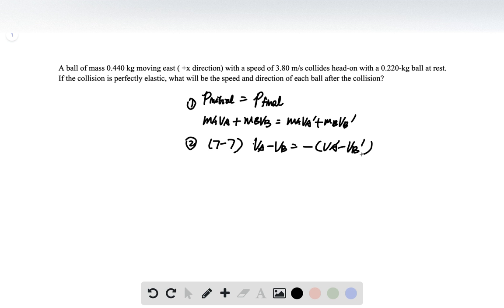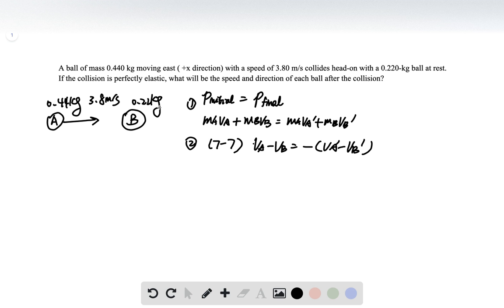Okay, so just a quick review. Now let's look at this question. We have a ball A of mass 0.44 kilogram. It's moving east with a speed of 3.8 meters per second, and it has a head-on collision with another object that's initially at rest, 0.22 kilogram. And we want to know what is the speed and direction of each ball after the collision.